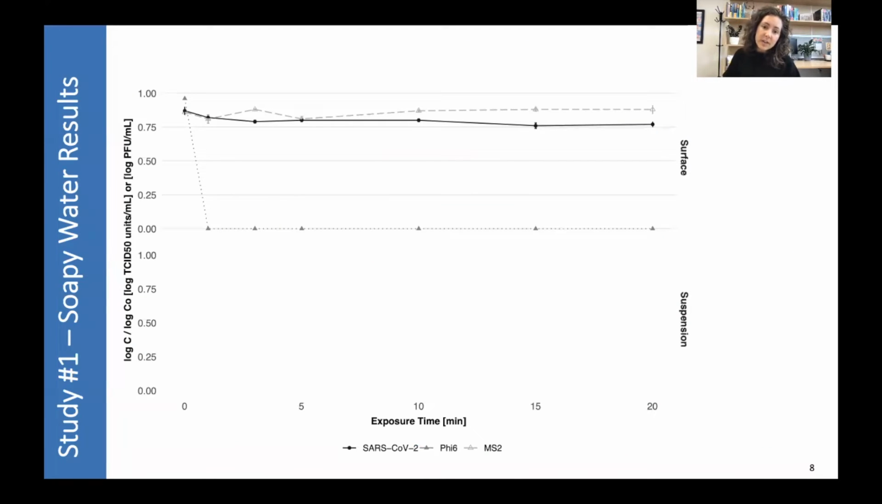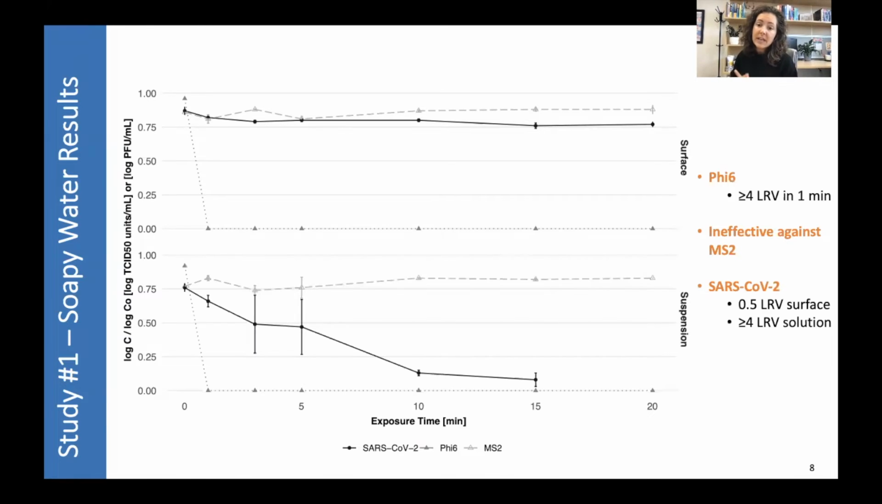Looking at our surface disinfection results, we can see that the SARS-CoV-2, here plotted in the black circles, was decreased about half a log over the 20-minute contact with the soapy water solution. And that the MS2 was not impacted, so it was not efficacious against MS2, but we did have greater than 4 log reduction of Phi6 in 1 minute of exposure to the soapy water solution. Phi6 and MS2 trends held when we applied soapy water to a suspension of the organism instead of on a surface, but what we did observe was in suspension, SARS-CoV-2 was reduced greater than 4 LRV within 10 minutes of contact.